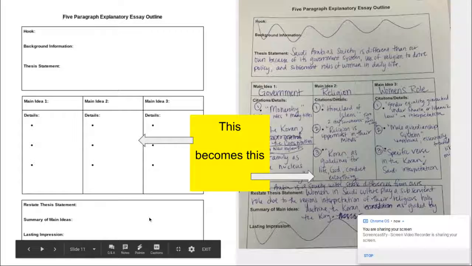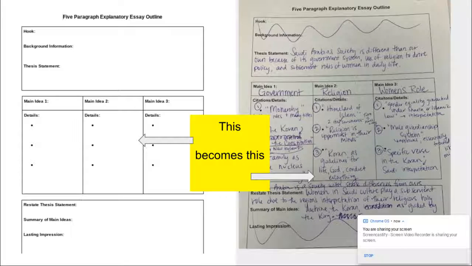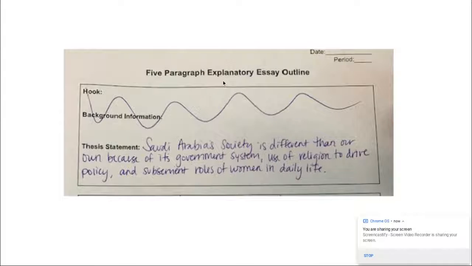So, the goal is to go from this blank document to this. Okay. Notice that I didn't fill out all of it. I'm not expecting you to. It's really shorthand. It's just meant to guide me with seeing how it's all going to go together. Okay. So the first thing I did was, don't worry about the hook. Don't worry about the background. You can cross that out.